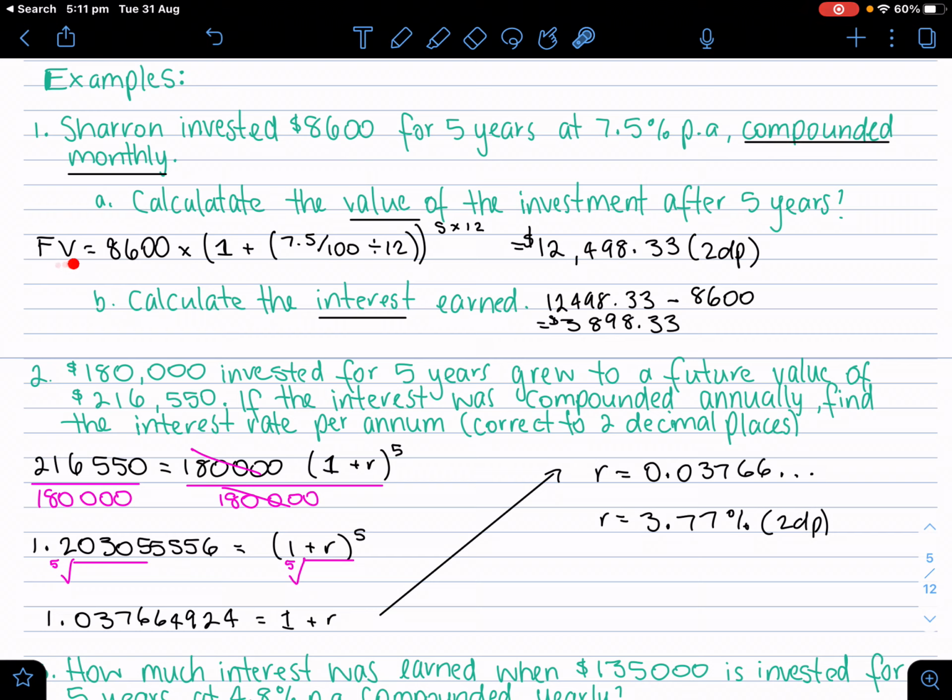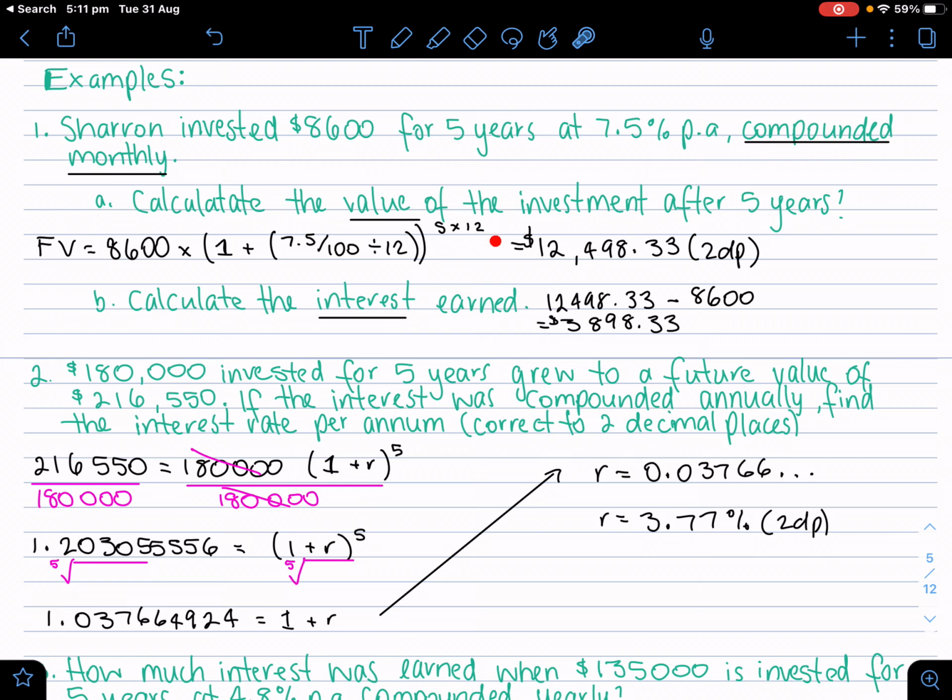So the formula is future value equals the present value, which is 8,600 given in the question, times 1 plus the rate as a fraction, so 7.5 over 100. Now the rate's as a fraction, but that rate is per year, and we want to know per month. So we're going to divide that by 12, and that's our whole rate there. All to the power of n, the number of periods. So it tells us for 5 years, but because it's monthly, we do 5 times 12. That's how many total periods there will be.